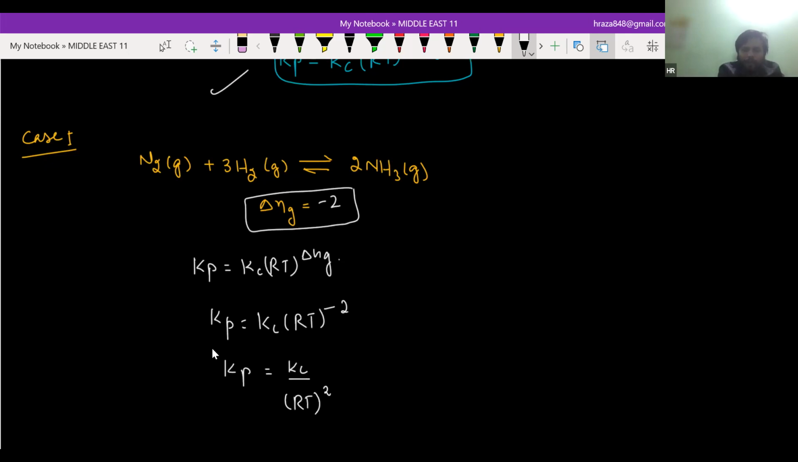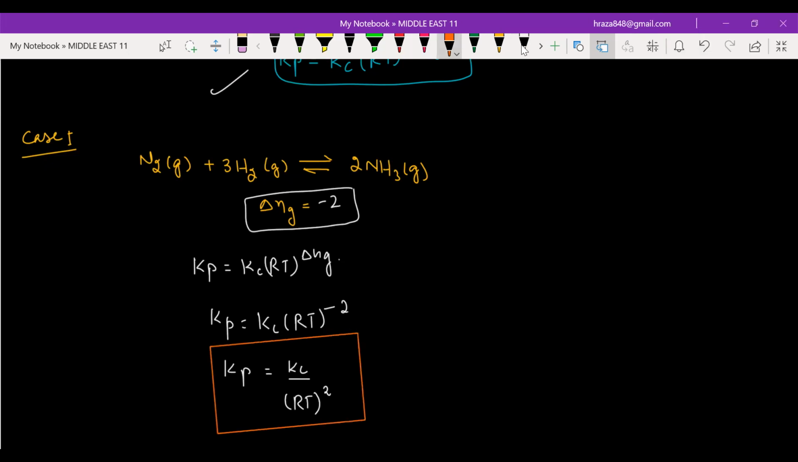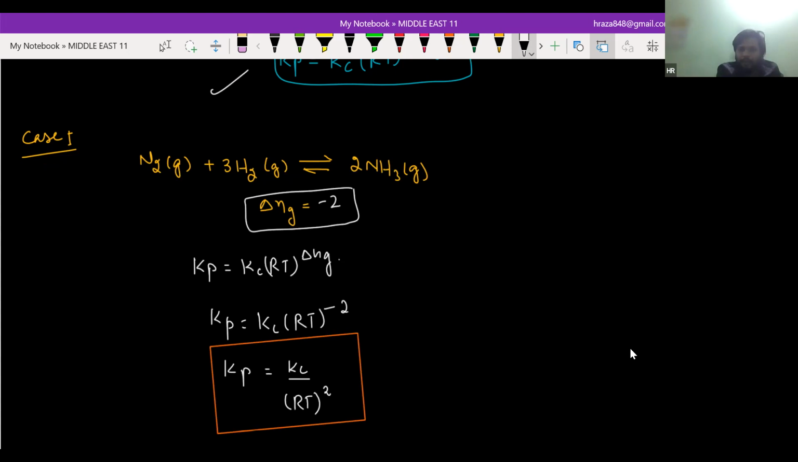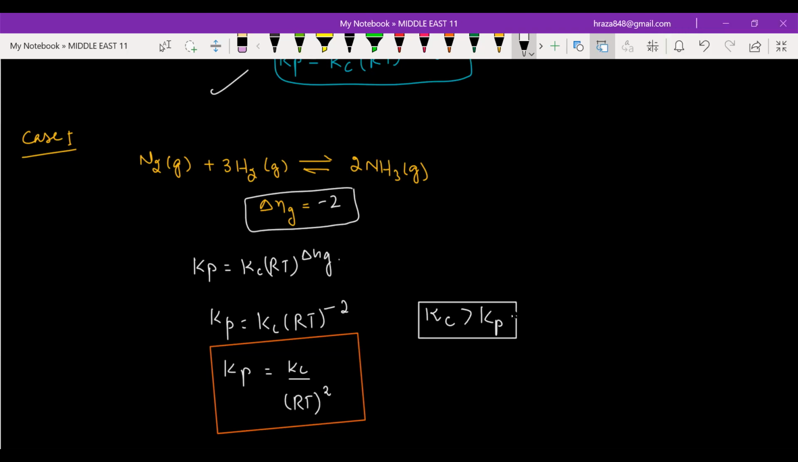So can anyone tell me which one will be greater, Kp or Kc? Anyone? So Kc is greater than Kp. What about you, Ifra, Fawaz, Arsalan, Saif? If I'm giving you this relation, Kp is equal to Kc upon RT raised to the power 2, that means when we divide Kc by RT raised to the power 2, Kc is greater than Kp. Everyone okay with this? Yes, sir. Okay, thank you.